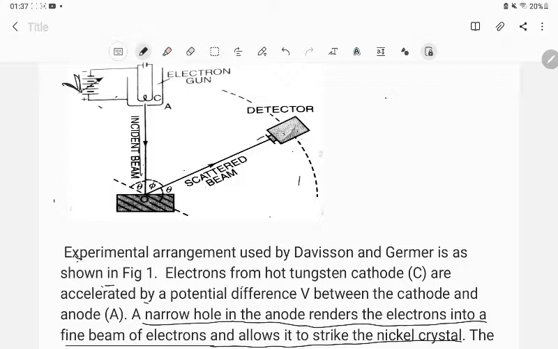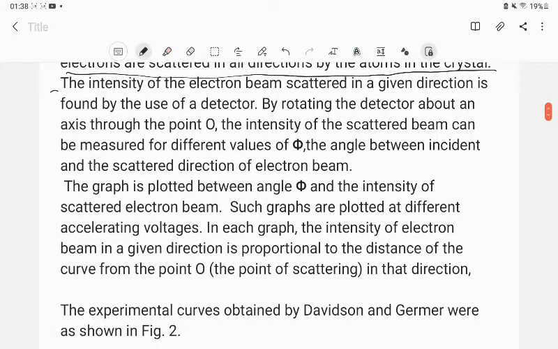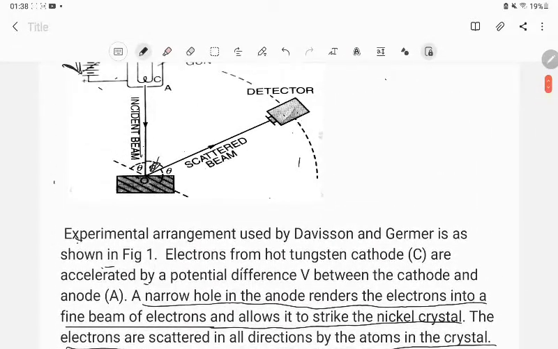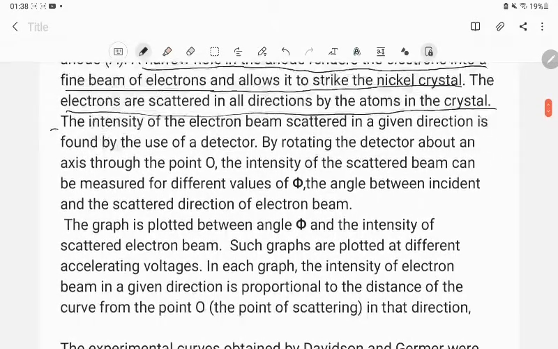So a graph is plotted between this angle phi and the intensity of scattered electrons. Such graphs are plotted for different voltages. First with voltage V, pass the electrons and record the intensity of scattered electrons against angle phi. Then change the voltage again, record the same, and plot a graph, two or three times.